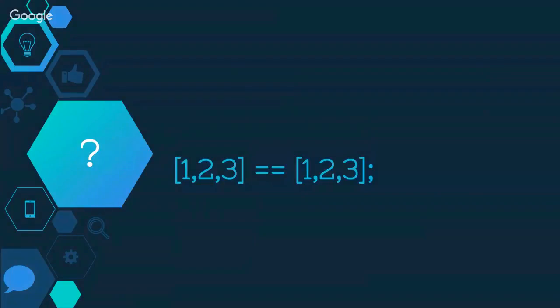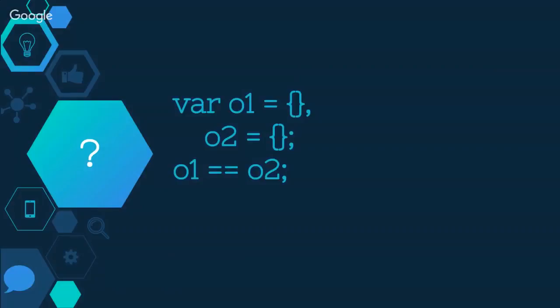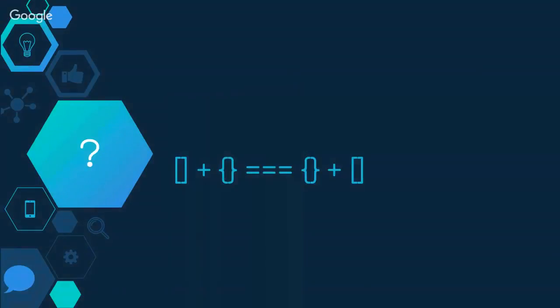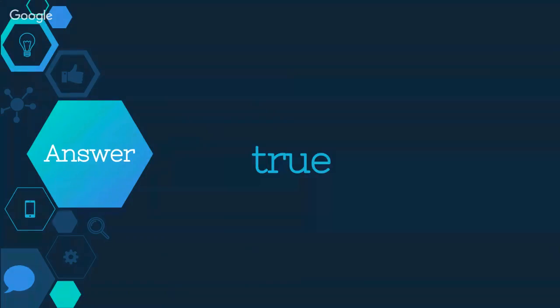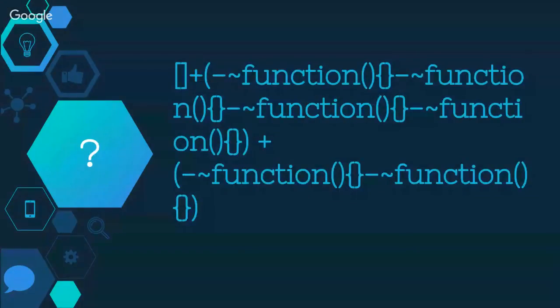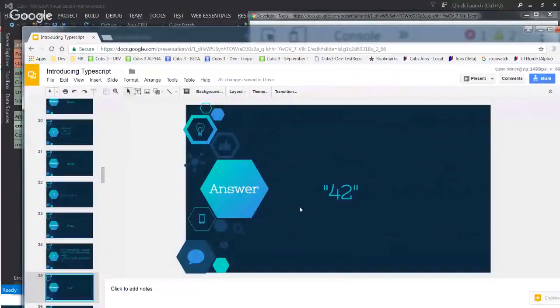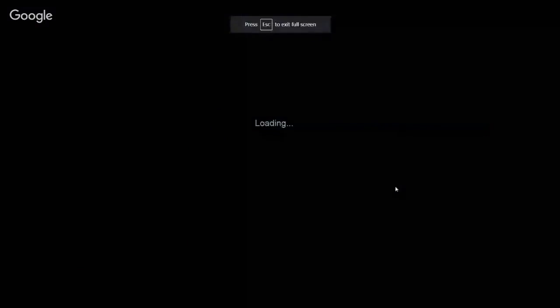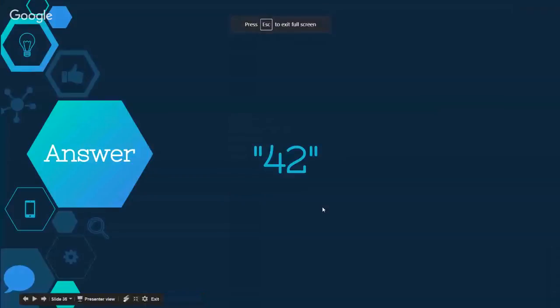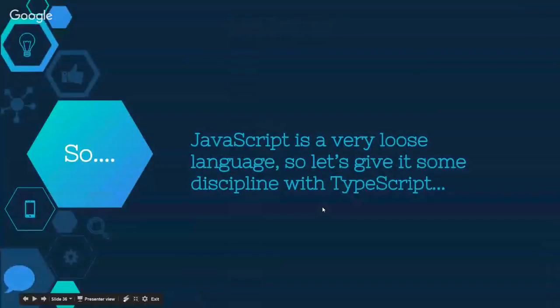What about two arrays? Duh, that should be equal, right? No. What about two objects that are basically the same thing, right? No. But what if we concat it to an empty array? And we're going to do triple equals just to make sure it actually returns true. What do you guys think? 42 is the answer. The answer is 42. So in other words, JavaScript is dirty, and it's because there is no type checking.